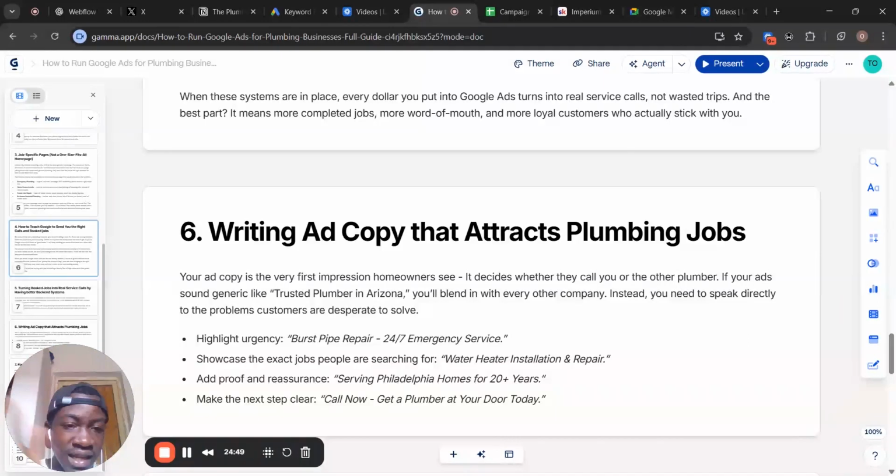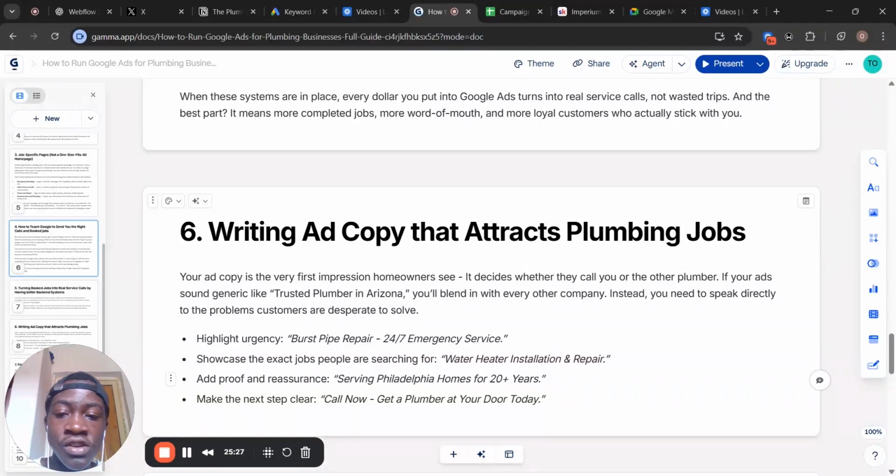So instead, you need to speak directly to the problems customers are desperate to solve. So highlight urgency here: burst pipe repair, 24 hour emergency service. See how this sounds different, and it also showcases the jobs people are searching for, like water heater installation and repair. Actually add the keywords that they are searching into your ads, because when they see this, it signals a lot of relevancy to their brain that this ad is relevant, because the keywords they searched are actually portrayed on this ad.